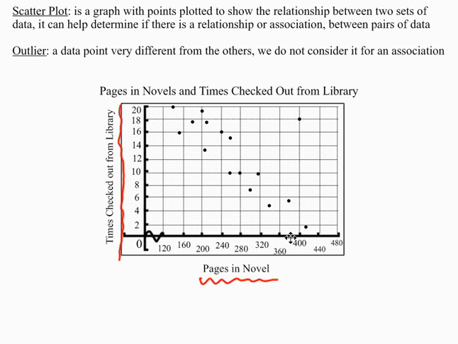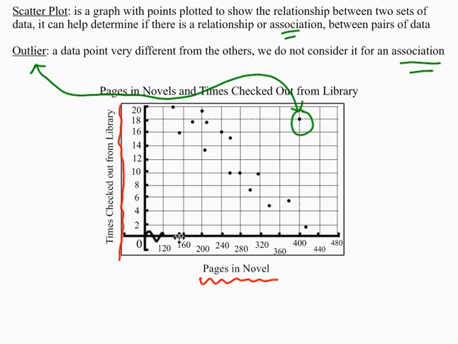Now, we do have this thing called an outlier. An outlier is a data point that's very different from the others. And when we talk about an association, which I'm going to get to in a second, we don't consider it in that part. So if I'm just looking at this data and I notice everything's clustered really nicely together, there's a point sitting way out here. This point out here, this is the outlier. That outlier really isn't helping us with our data. So let's take a look and see what this data is about.